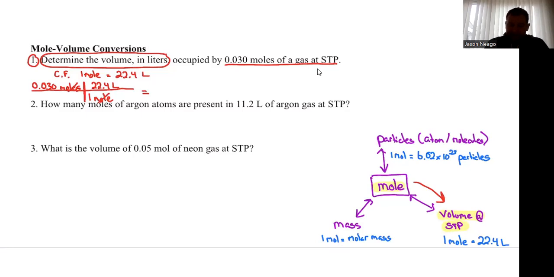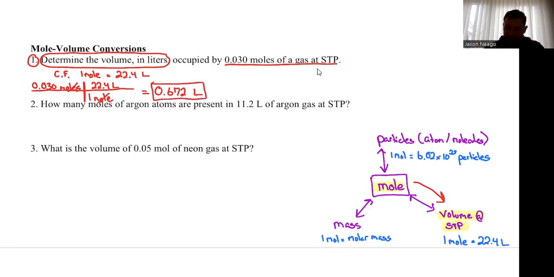As I said previously, if it's above the cancellation line, or in the numerator, I multiply. If it's in the denominator, divide. If it's a 1, I don't worry about it. So in this case, I'm going to do 0.030 times 22.4, and I get 0.672 liters of some gas. So that would be my answer.